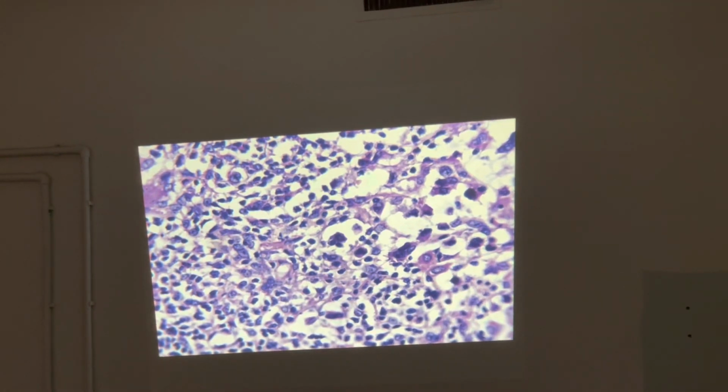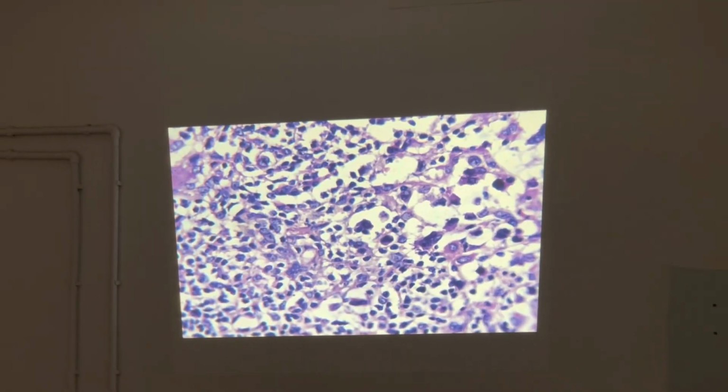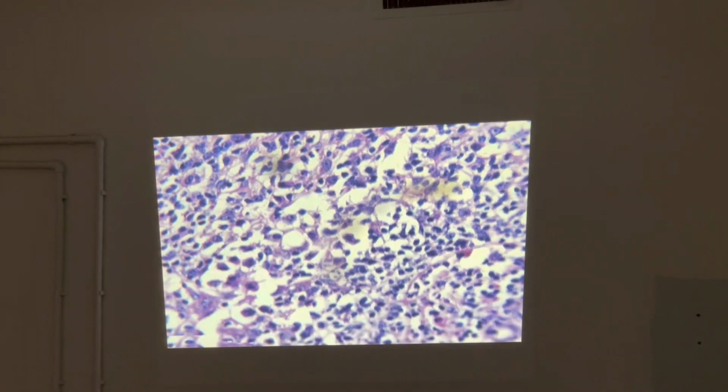Hodgkin is a classical type of the lymphoma. Let's search also. Even we have special types of the cell.